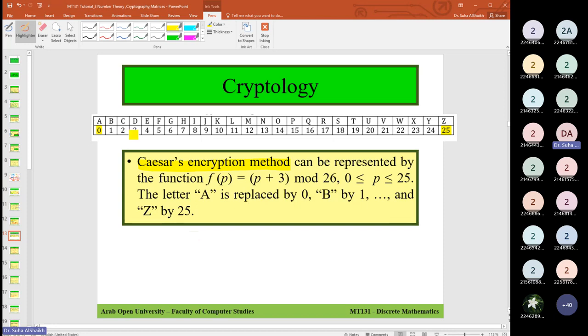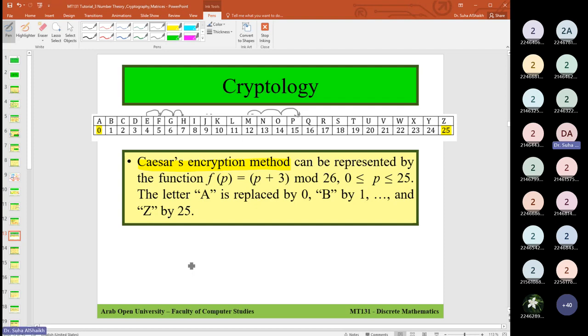Okay? Caesar's encryption method means moving each letter 3 letters forward. So for example, the letter E, I'm going to move it 1, 2, 3, to the H. Letter M, for example, I'm going to move it 1, 2, 3, to the P. By doing this, I turn my message into a secret message. Who will understand it? The other person who knows that I moved each letter 3 letters forward.